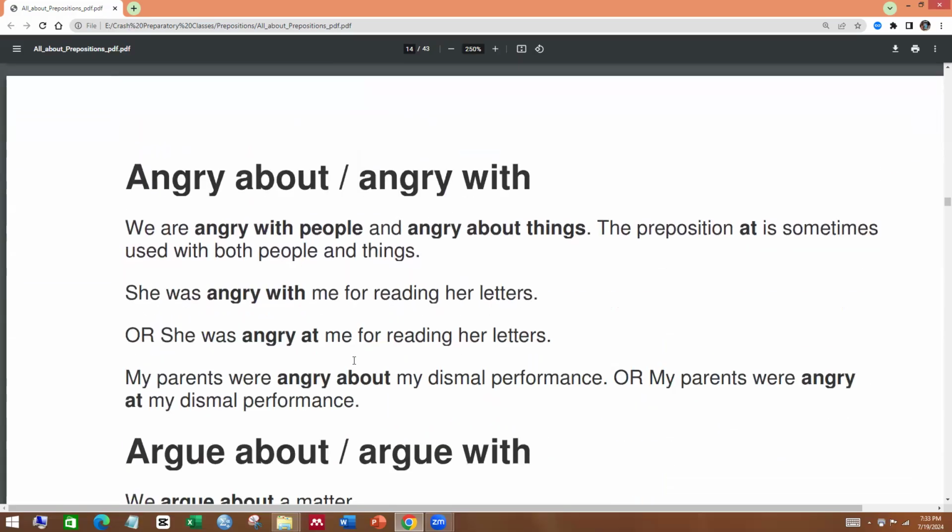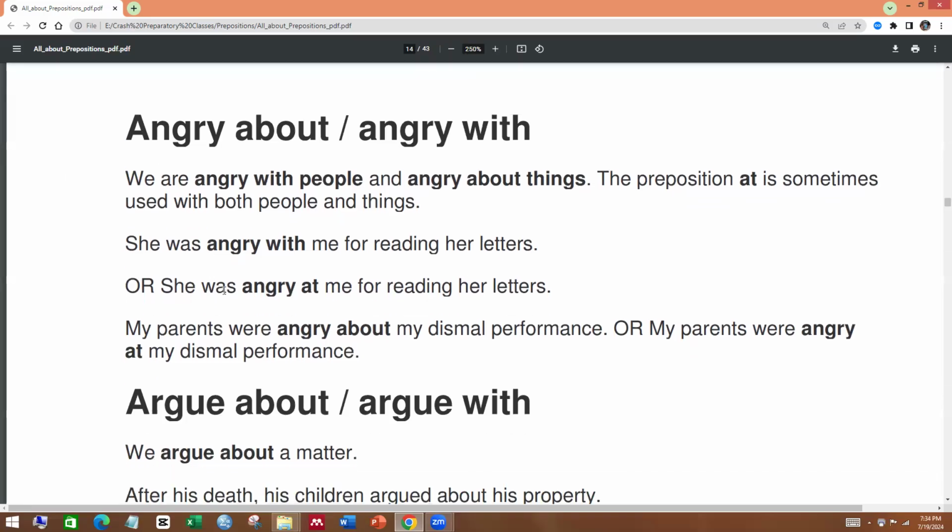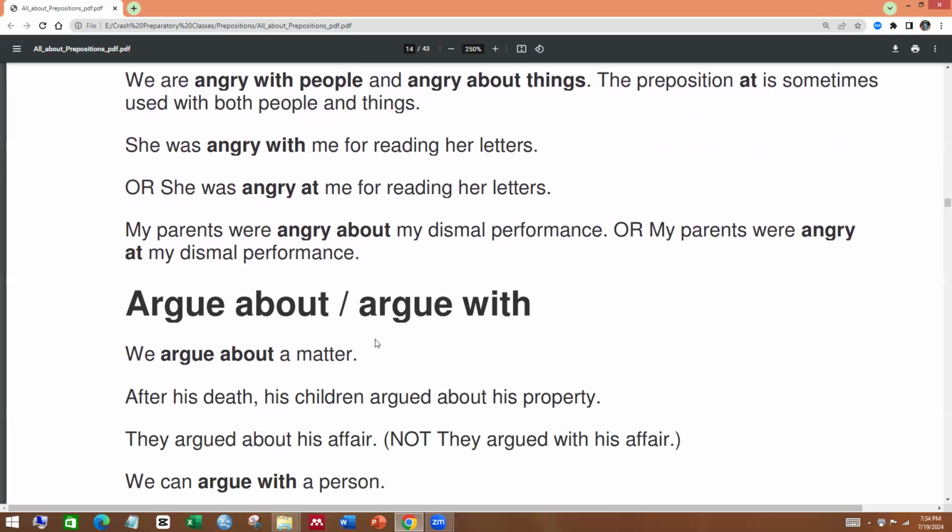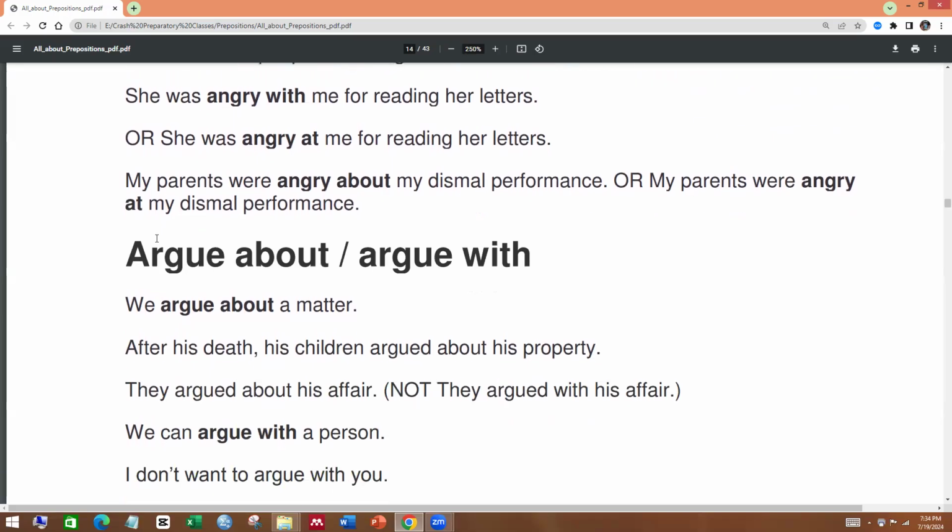आगे words हैं angry about and angry with. We are angry with the people and angry about the things. The preposition is sometimes used with the people and the things. She was angry with me for reading her letters, or she was angry at me for reading her letters. Okay, my parents were angry about my dismal performance, or my parents were angry at my dismal performance. मतलब खराब और बेकार performance पे they were angry.